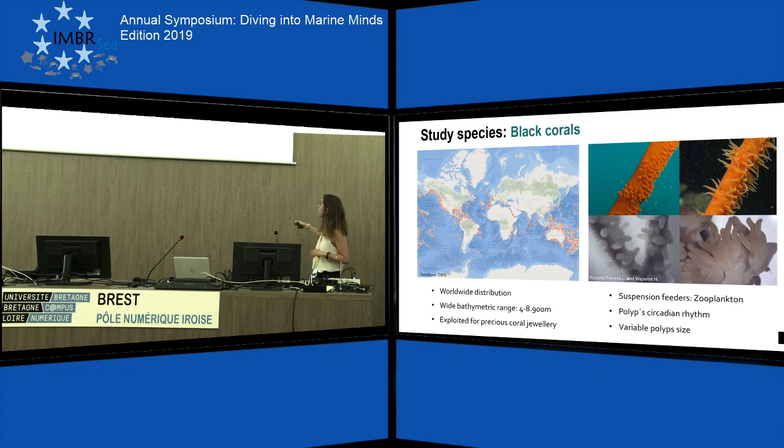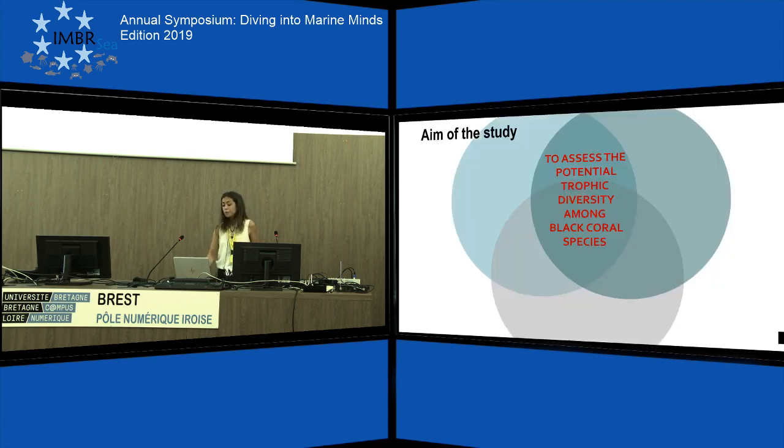In addition, they also present variable polyp and mouth size. Like here, this is a branched coral which has smaller polyps and mouth than whip corals. However, information on their feeding behavior is very scarce, and only a few studies in trophic ecology have included them, but the majority have focused on deep sea taxa. Because of this knowledge gap, I wanted to assess the potential trophic diversity among shallow water black coral species.